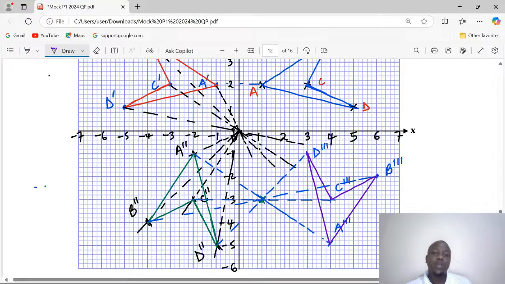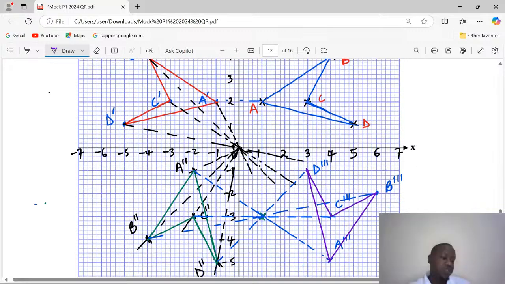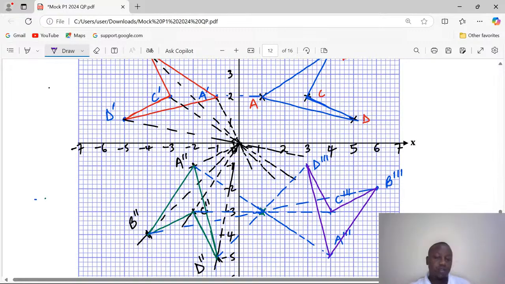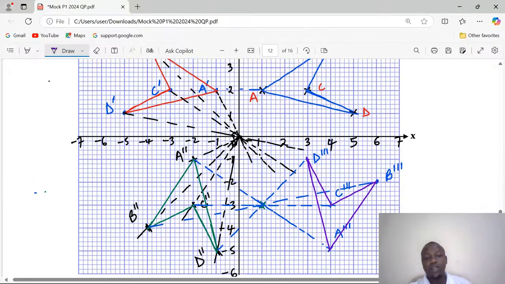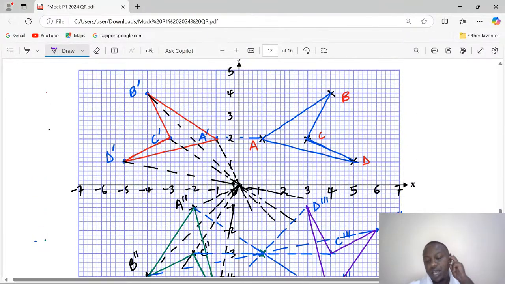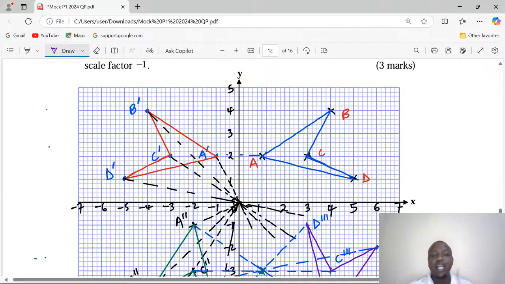So now we have all the diagrams completely drawn, all of them completely drawn. A rotation, a reflection, an enlargement.